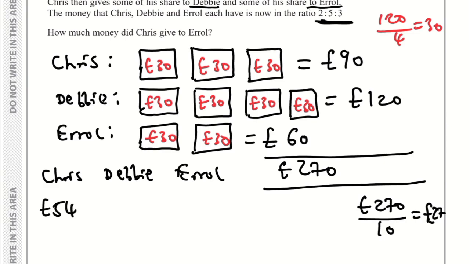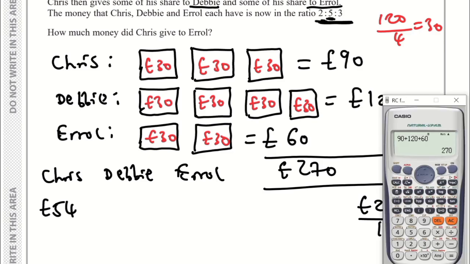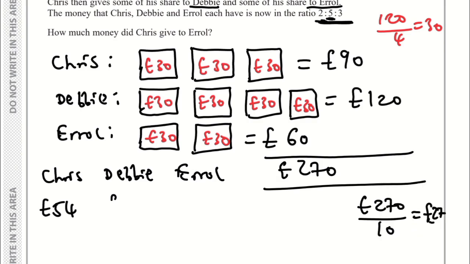For the next one, Debbie had a ratio of 5. So we'll multiply 27 by 5 using a calculator. 27 times 5 is what? 27 times 5 is 135. So Debbie gets 135 pounds. And for Errol, that's 3 times 27. 3 times 27 is what? 81. So that's 81 pounds.